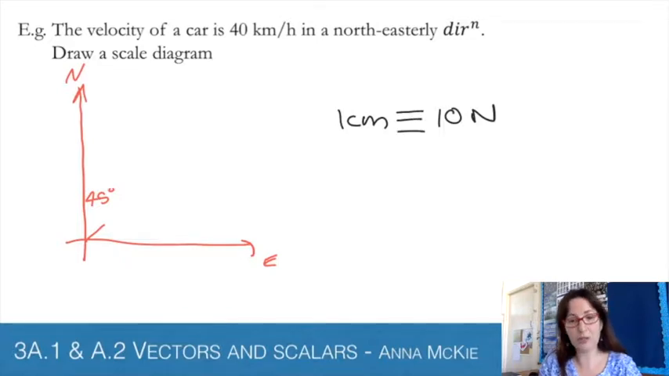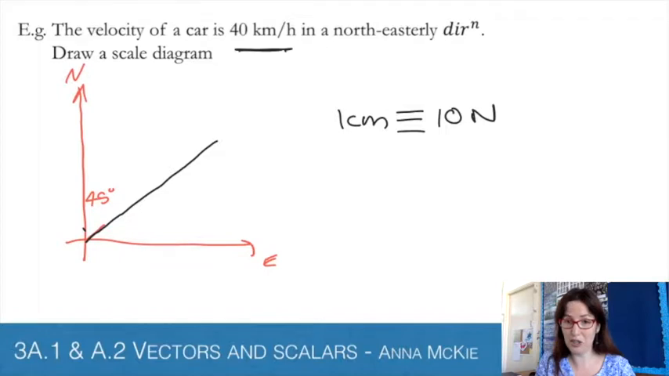The equivalence sign that we use here, do you know what that means? It means equivalent to. So we're not saying 1 centimetre is equal to 10 newtons, it's equivalent to. And how do we draw that? So if we have 40 kilometres per hour that we need here, and for each 10 of them we have 1 centimetre, then we need 4 centimetres. So 1, 2, 3, 4. You'll be using your ruler and label what you've got there. Okay.